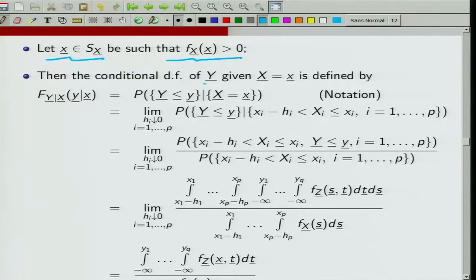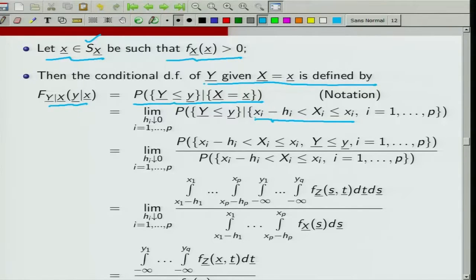Then the conditional distribution function of Y given X = x is defined by F_{Y|X}(y|x) = P(Y ≤ y | X = x). Now, in the discrete case, this probability was well defined if x was in S_X, but in the absolutely continuous case, I know that if x belongs to S_X, then P(X = x) is 0. So, I have to slightly modify my definition. What I do is approximate the point X = x through a rectangle with one of the vertices at x, and then I shrink this rectangle so that it sinks to a single point x.